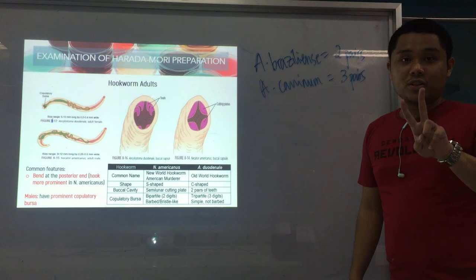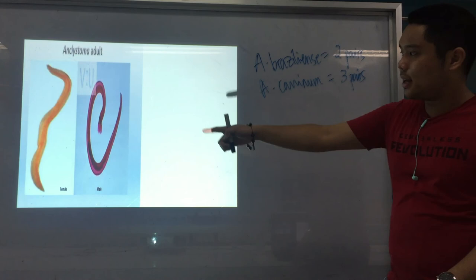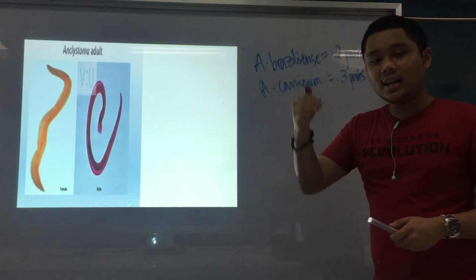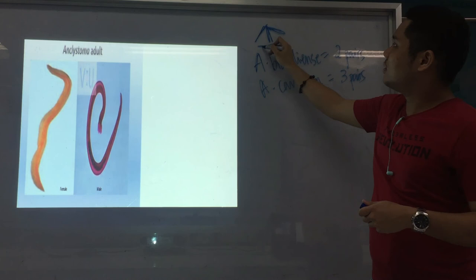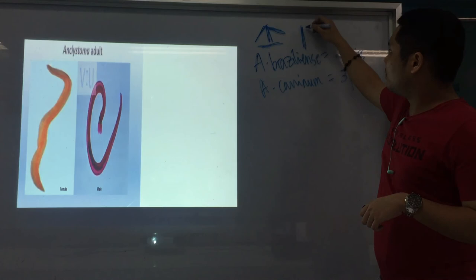Here are some pictures of the Ancylostoma adult. This is the female, and this is the male. This is the copulatory bursa. It doesn't really look bristle-like here, but the bristle-like one has these different projections. For Ancylostoma, it's just straight, so simple.